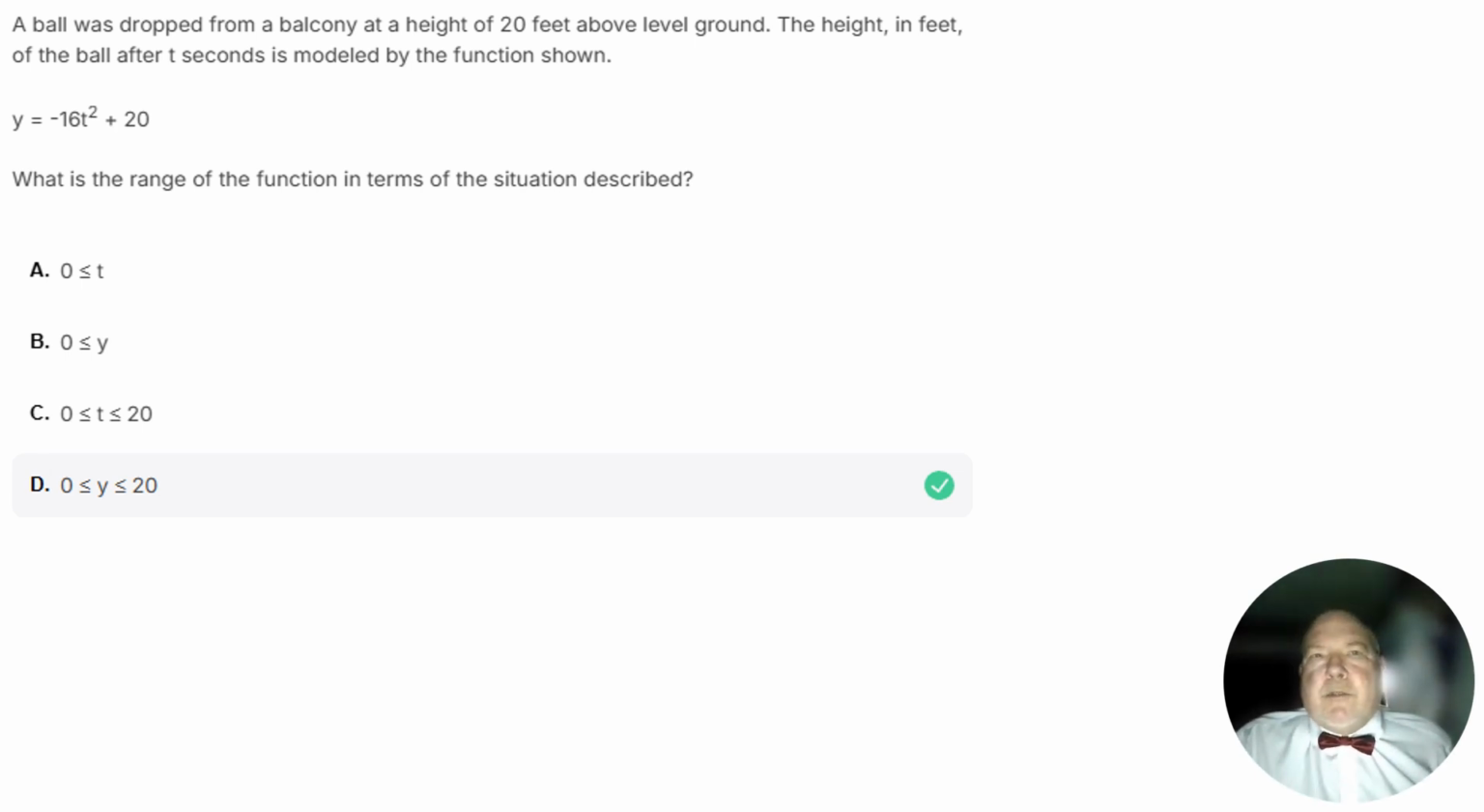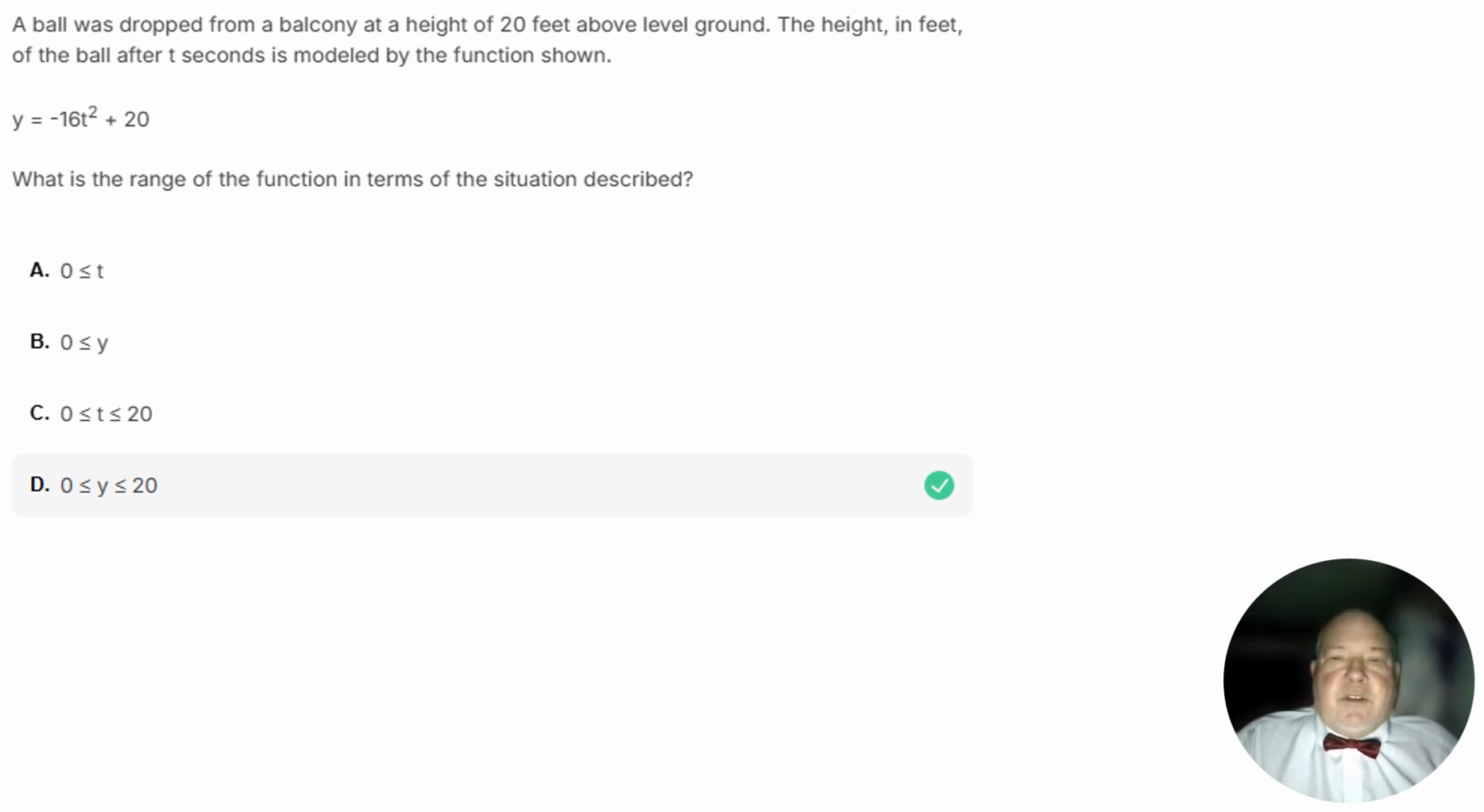So it says a ball was dropped from a balcony at a height of 20 feet above level ground. The height in feet of the ball after t seconds is modeled by the function shown. What is the range of the function in terms of the situation described?